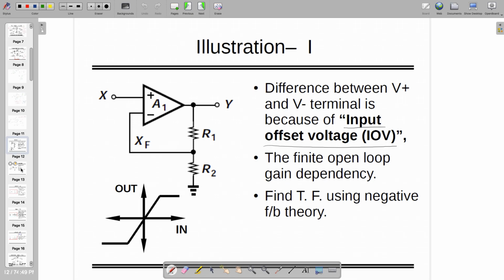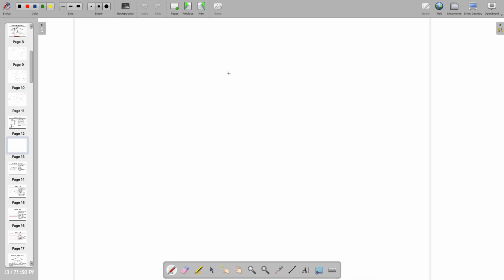So here I know that x and xf will not be exactly equal and opposite, right? By the way, this is now a negative feedback where x is applied at the positive terminal, and such kind of amplifier is a non-inverting amplifier. Look at this carefully. Already we have seen it, and it's coming back: the output is fed back to the negative terminal. So this is known as negative feedback. It's the same non-inverting amplifier that you have studied.